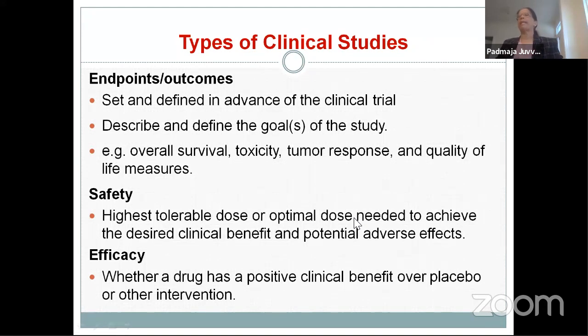So I kept on saying safety, efficacy. What exactly does safety mean? Safety is the highest tolerable dose that could be used to achieve the desired clinical benefit. Let's take the simplest example, Tylenol. Tylenol comes in different dosage forms. The 325 is the smallest dose for adults, and people can use 1 tablet or 2 or 4.